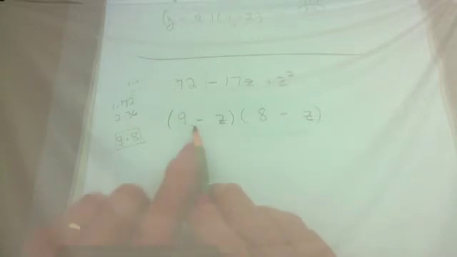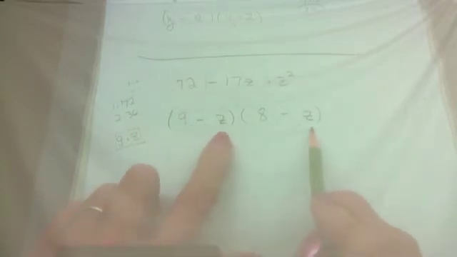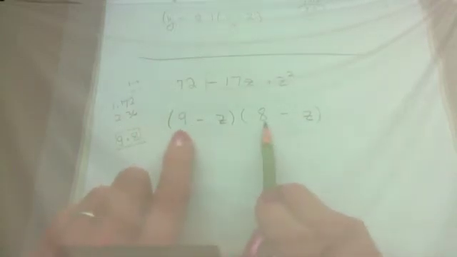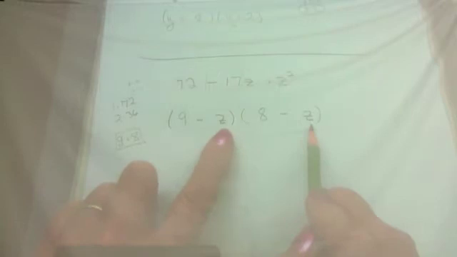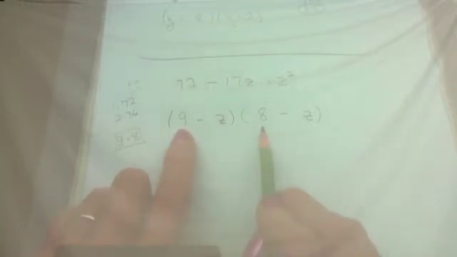Okay, so if they put the constant in the front and the variable at the end, just write it the other way. Keep the z in the back as the second term and the constant as the first term.